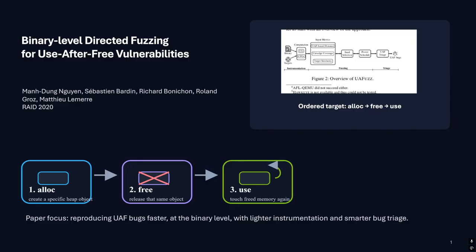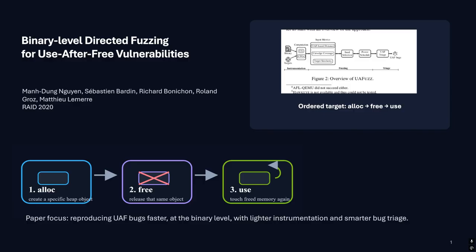Today I'm talking about a paper called Binary Level Directed Fuzzing for Use After Free Vulnerabilities. The paper was published by Mandung Nguyen, Sebastian Barden, Richard Bonachan, Roland Graz, and Matthew Lemire.